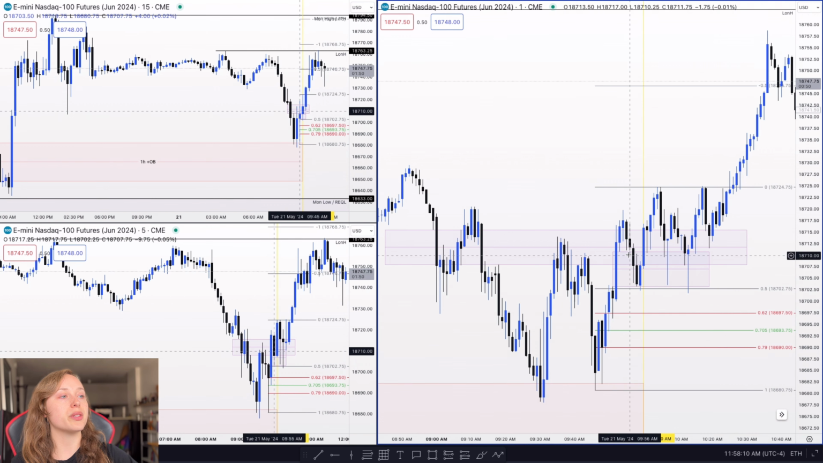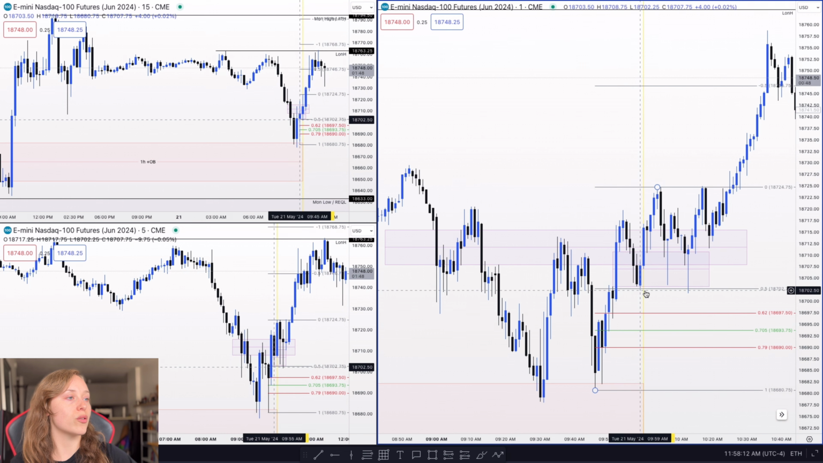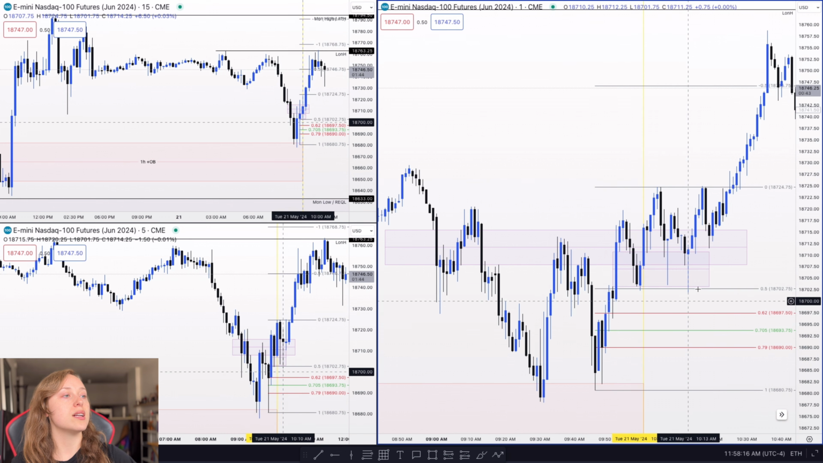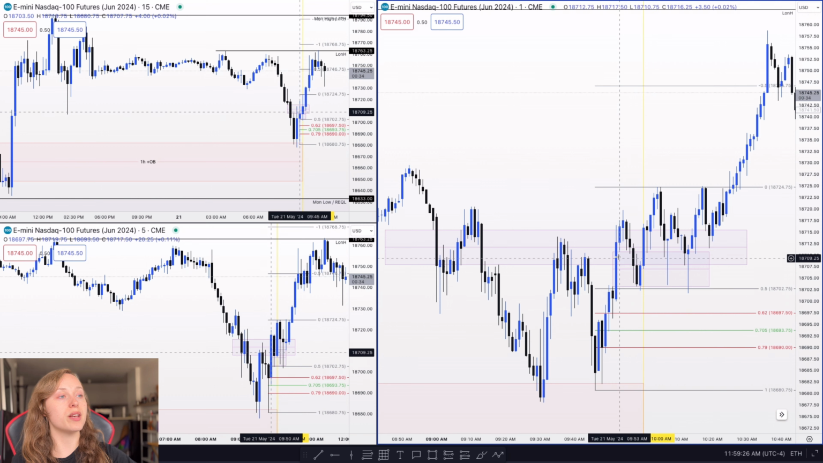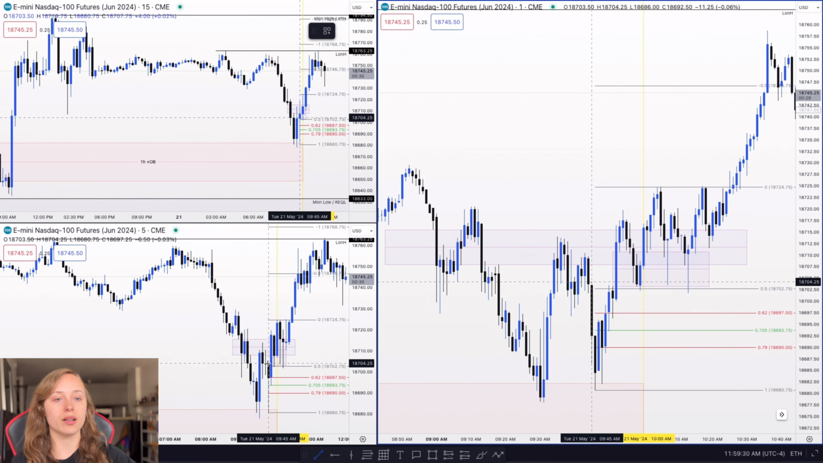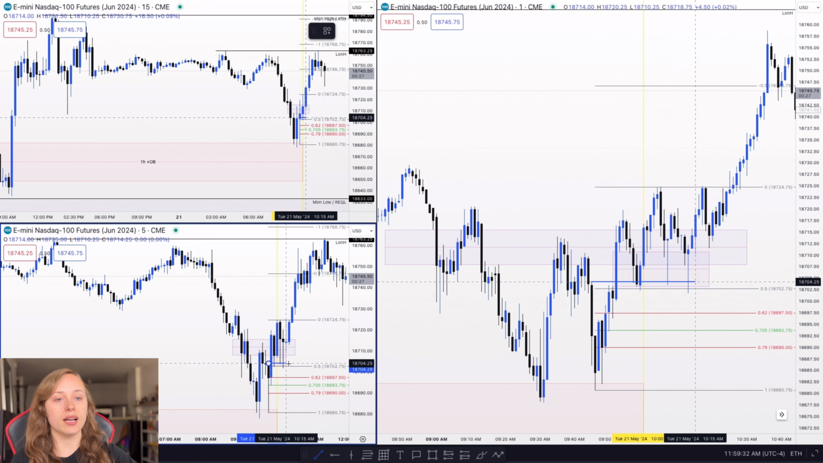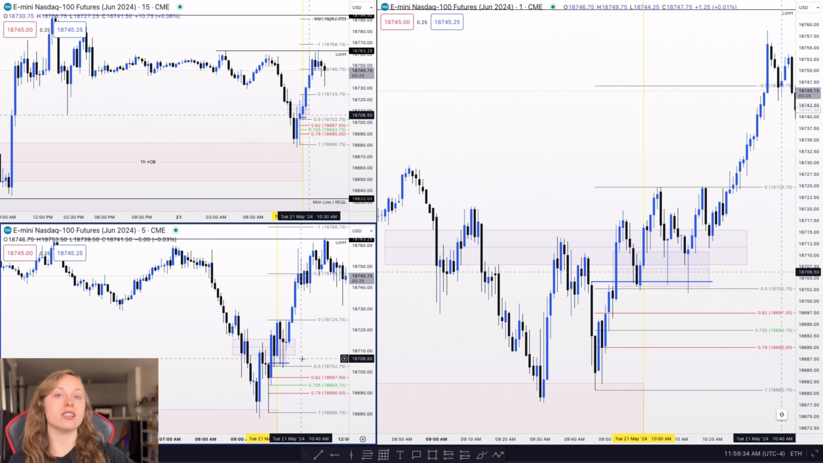The cool thing about this 1 minute fair value gap is we never closed below it. We can see the candles, they did wick below it a little bit, but we never actually closed below the 1 minute fair value gap. So watching this 1 minute fair value gap, we also had the confluence of this 5 minute order block down here. And as you know, one of my favorite setups is a 1 minute fair value gap with a 5 minute order block.